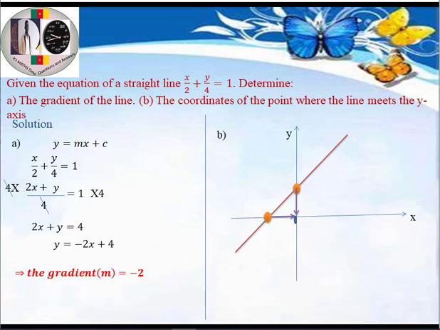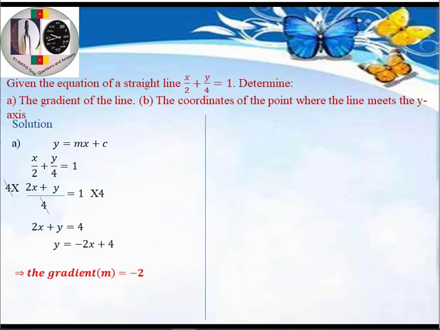So what I want you to take home from this graph is that at any particular point the line touches the y-axis, the x coordinate, the x value must be 0. And at any particular point the line touches the x-axis, the y coordinate must also be 0. With all these in mind, let's now handle question B. Question B says the coordinate of the point where the line meets the y-axis. So for the line to meet the y-axis, the x coordinate is 0.